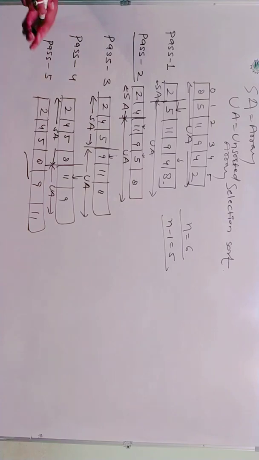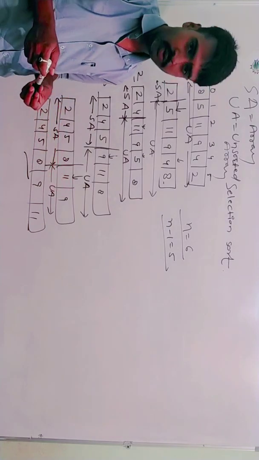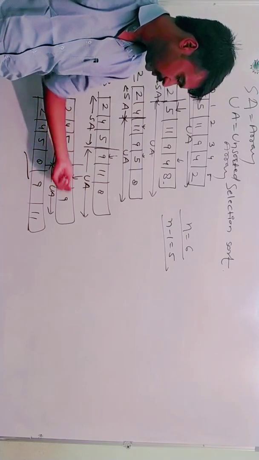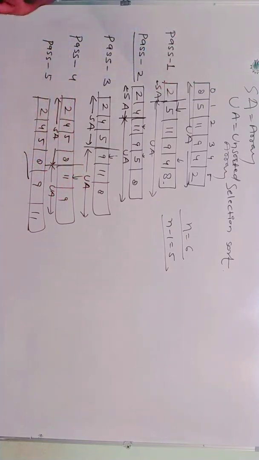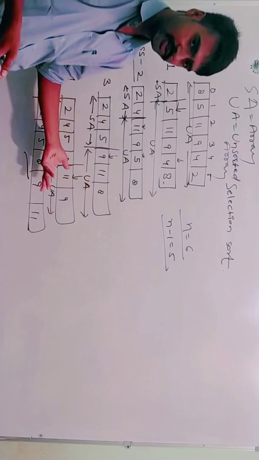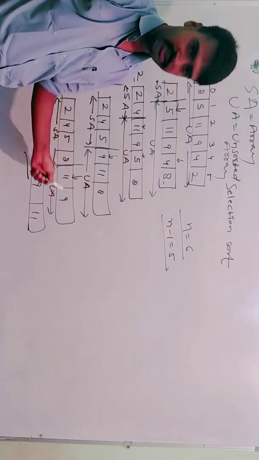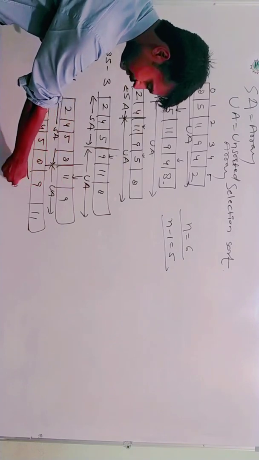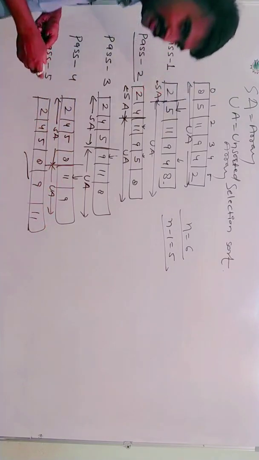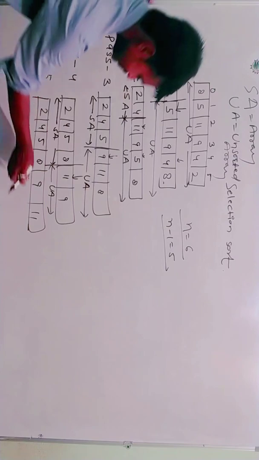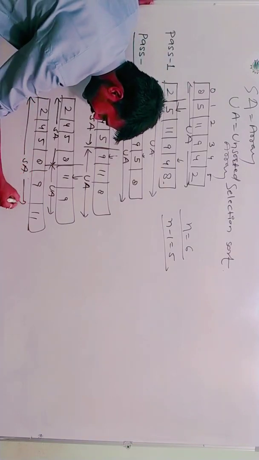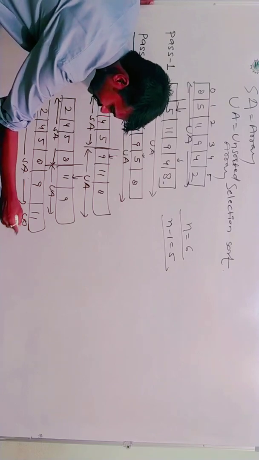Again, there are 2 elements in the unsorted array. We have to find the minimum between these 2 elements. What is the minimum element? 9. 9 will be replaced with what? 11, because 11 is the first element of this unsorted array. So 9 comes here and 11 is there. Now this is our sorted array and this is our unsorted array.